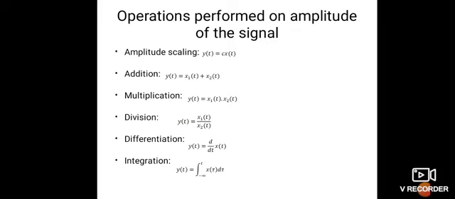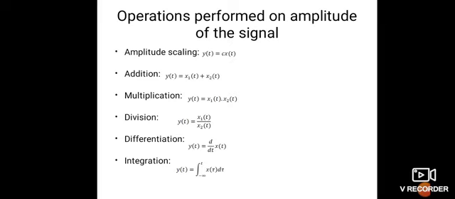Here I am taking x1(t) as one continuous time signal and x2(t) as another continuous time signal. So it is x1(t) plus x2(t). It may be subtracted, then the signal is y(t) = x1(t) minus x2(t). That is in the continuous time domain. The same thing is done in the discrete time domain also: y(n) = x1(n) + x2(n), where x1(n) is one signal and x2(n) is another signal.